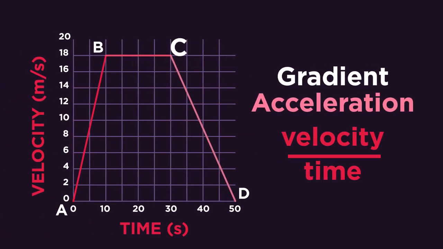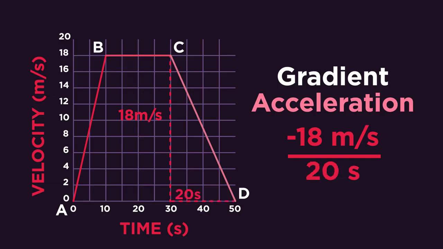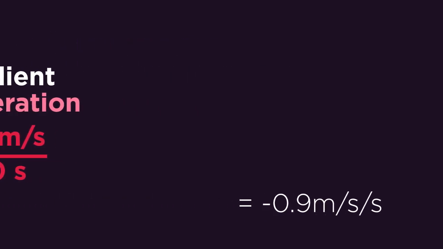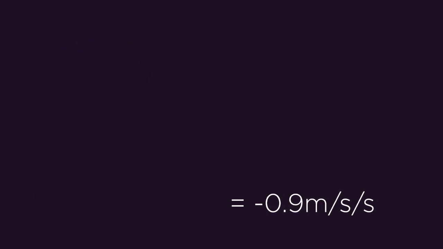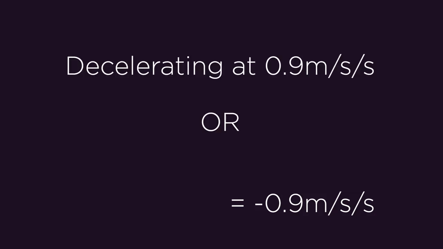The acceleration between C and D is found using the gradient. The change in velocity is again 18 meters per second. But because it's a decrease, we must use negative 18 meters per second. This occurs over 20 seconds. So negative 18 divided by 20 equals negative 0.9 meters per second squared. We can either say the acceleration is negative 0.9 meters per second squared, or that it's decelerating at 0.9 meters per second squared, removing the negative.